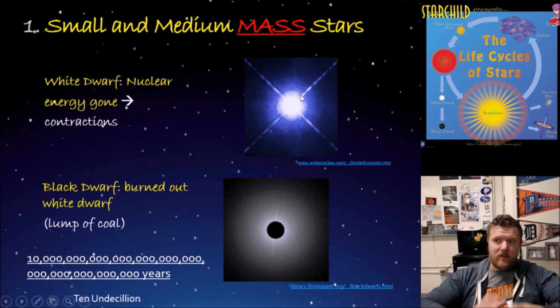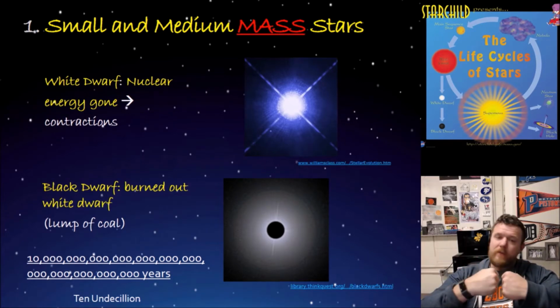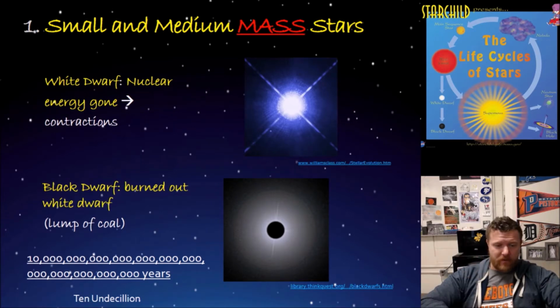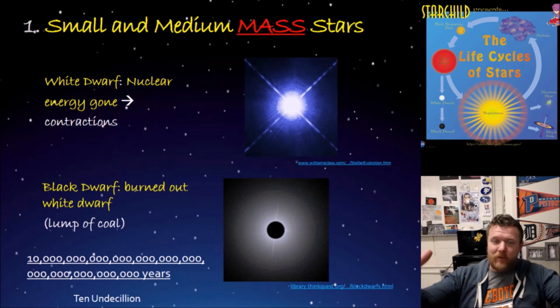A star like our sun will be able to fuse helium into carbon. A lot of the material that is in a white dwarf is carbon. And when it cools down, it's going to be a big giant lump of carbon, also known as a lump of coal. Our star is going to die in 10 undecillion years as a giant, dense lump of coal.